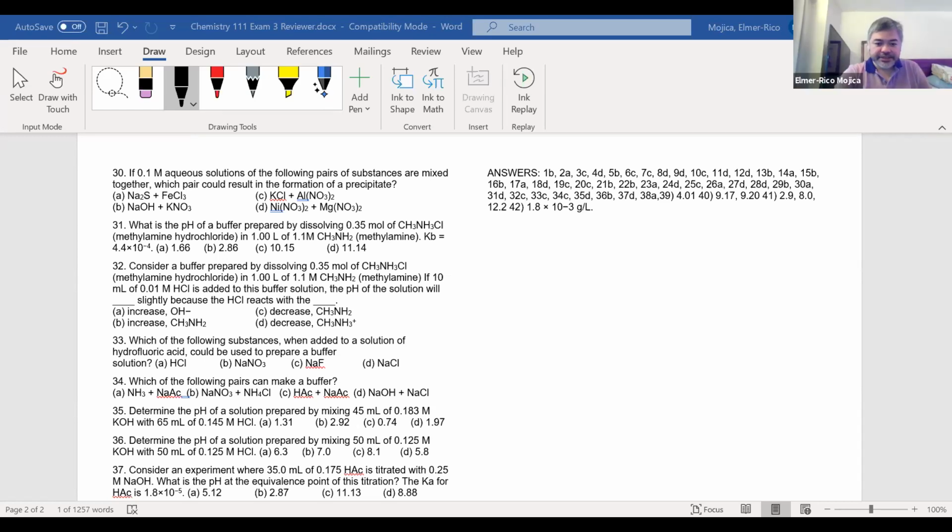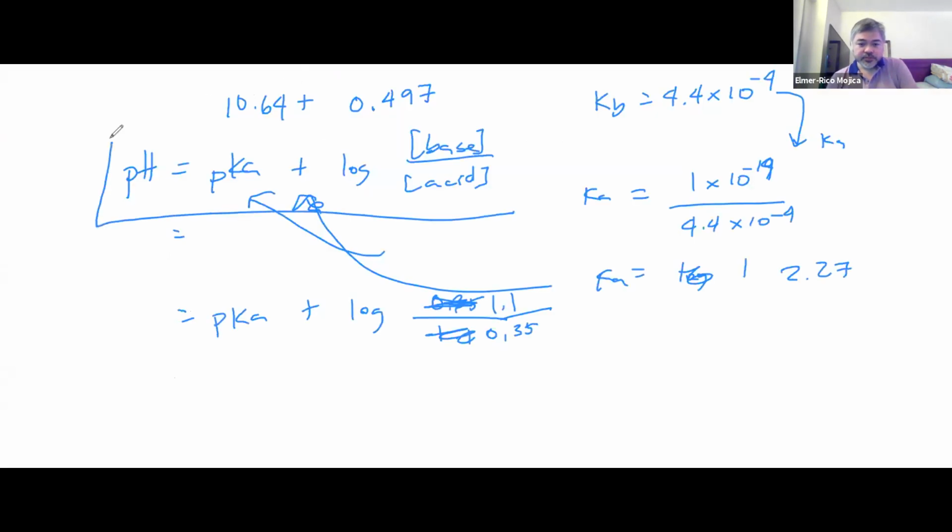So the main thing that you need to remember here is what? You need to know the Henderson-Hasselbalch equation. So that's one formula that you need to know. Next question.